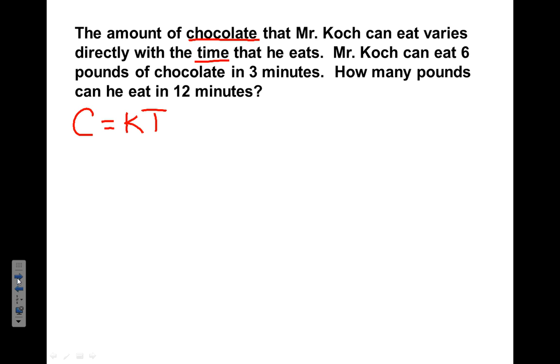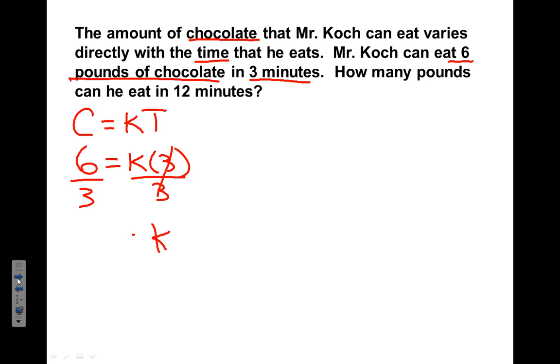I'm now ready to find K. So it says I can eat 6 pounds of chocolate in a time of 3 minutes. So chocolate is 6 equals K times minutes of 3. I'm now solving for K. The opposite of multiplying by 3 is divide. So I divide both sides by 3, cross those out, and K is equal to 2. I boxed that. Now I have to write my actual equation. So I replaced the K with the 2 that I just found. So C is equal to 2T.